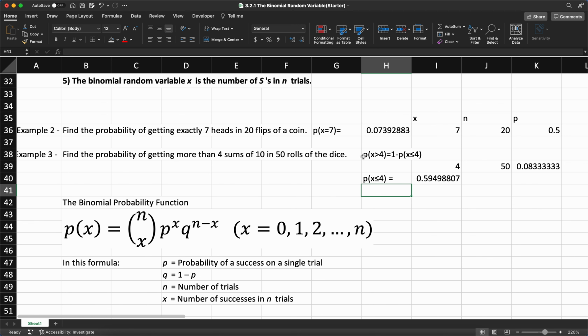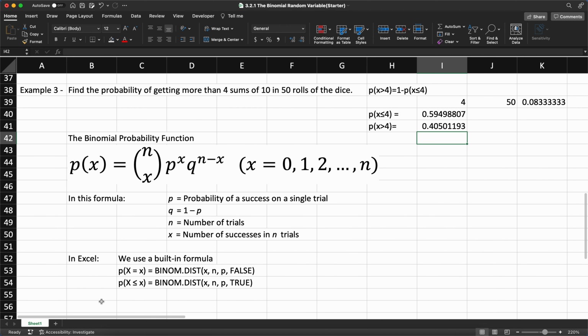Now remember, the thing I was looking for originally is 1 minus this value. So the probability that I get more than 4 of these sums is going to be equal to 1 minus this value. And so there's a 40.5% chance that I'm going to roll more than 4 sums of 10 in 50 rolls. And I can do that just using the formula.